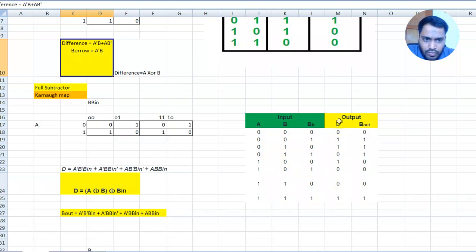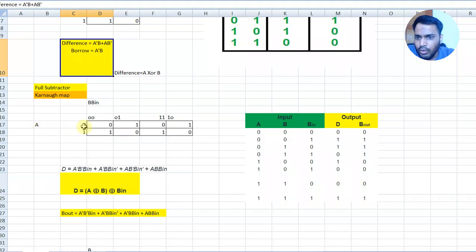So for this difference, for this column, we make the K map. So for 0 0, how do we make the K map? So first we will take one of the inputs at this side, which is A, and we take 2 inputs at this side, B, B in. Okay.